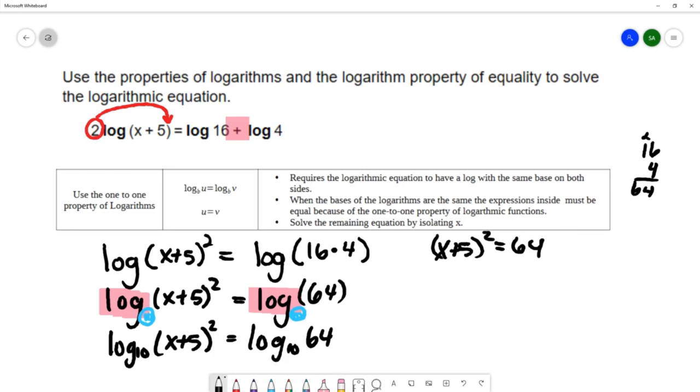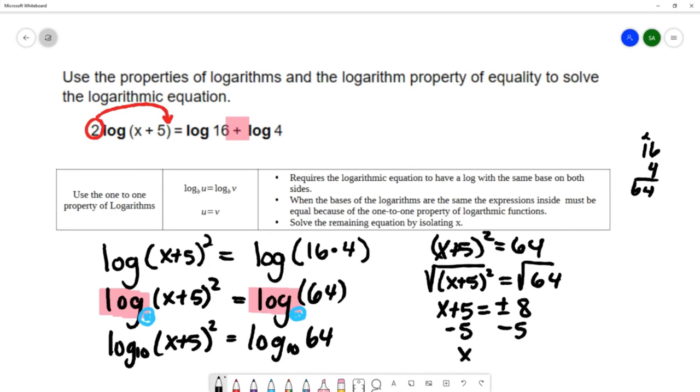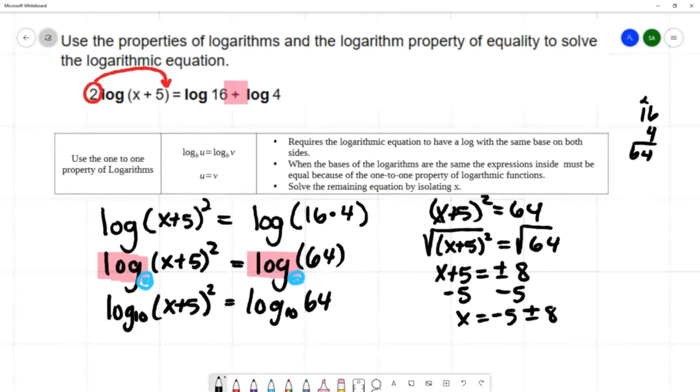This is a quadratic equation. I'm going to solve with the square root method. So I square root the left and square root the right. On the left, the square root and the square cancel each other out, leaving me with x plus 5. On the right, I have plus or minus 8. I'll subtract 5 on each side, giving me x equals negative 5 plus or minus 8. Negative 5 plus 8 is 3. Negative 5 minus 8 is negative 13.